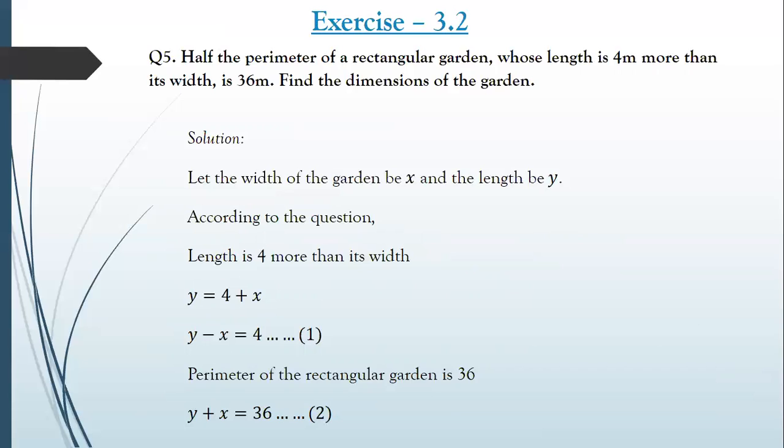Let the width of the garden be x and the length be y. According to the question, length is 4 more than its width. So y is 4 plus x. So y minus x is 4. That will be a first equation.